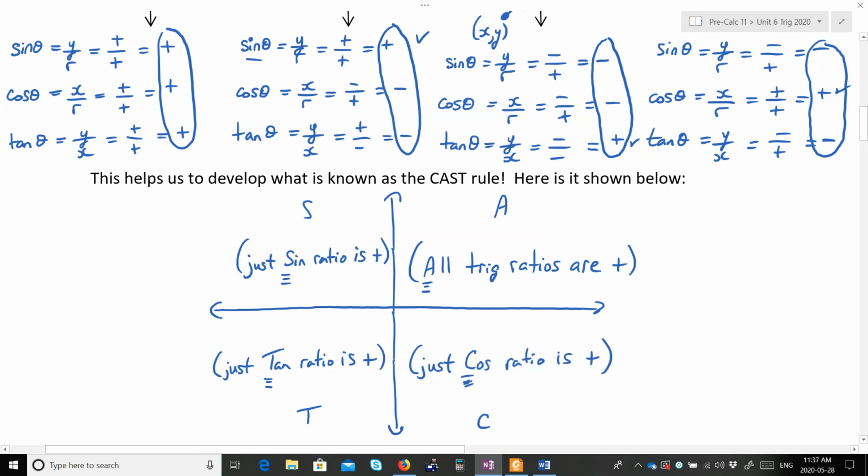is positive. Okay, so we've got all trig ratios positive in the first quadrant, just sine is positive in the second quadrant, tan is positive in the third quadrant, and just cos is positive in the fourth quadrant.